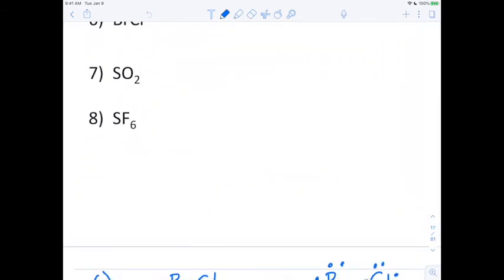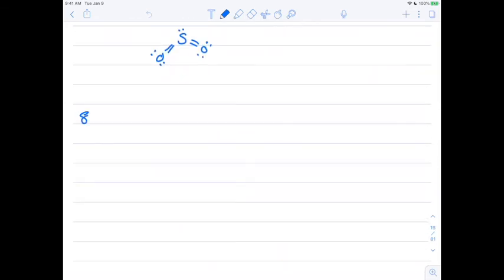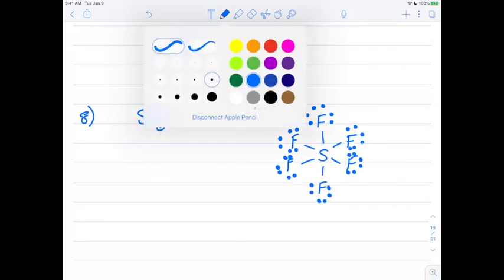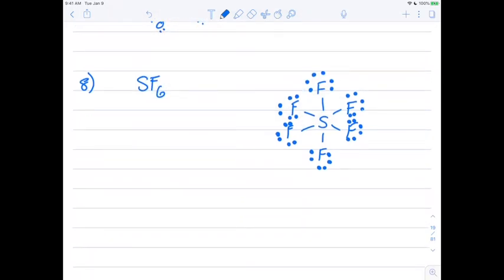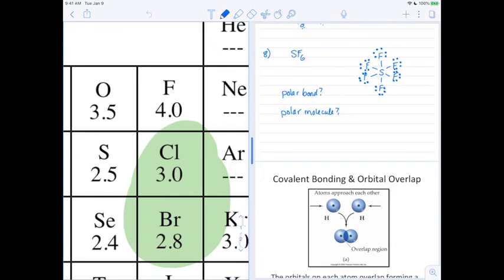All right, and finally, our SF6. And this is right. So here we have a sulfur, and it will be surrounded by 6 fluorine. All right, so it looks something like so. And we want to know if it has polar bonds and if it's a polar molecule.